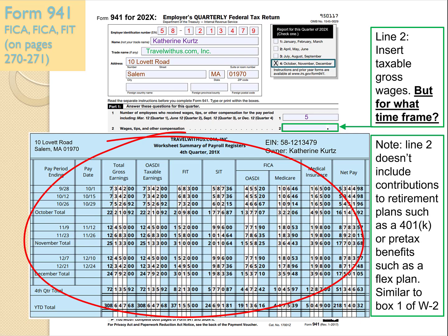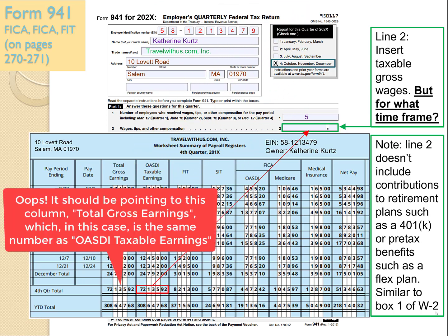So on this worksheet summary of payroll registers, where would we find the gross wages? For the quarter, not for the year. It's $72,135.92.